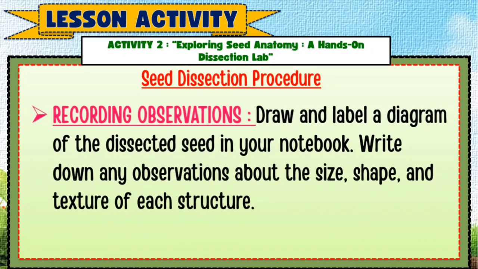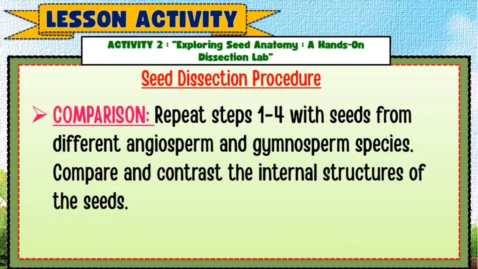Recording observations. Draw and label a diagram of the dissected seed in your notebook. Write down any observations about the size, shape, and texture of its structure. Then, comparison. Repeat steps 1 to 4 with seeds from different angiosperm and gymnosperm species. Compare and contrast the internal structures of the seeds.